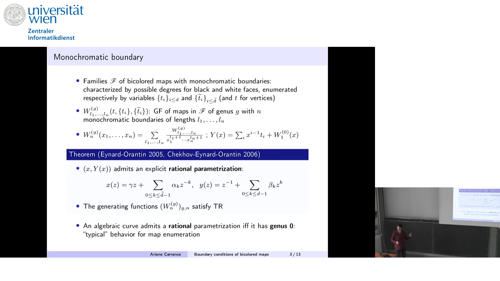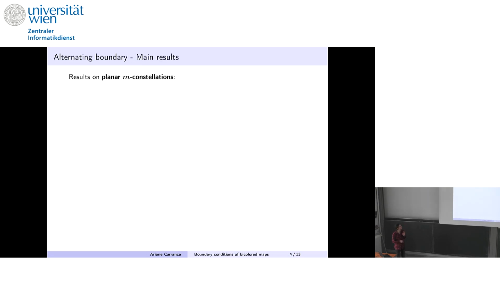So if there are no questions about these results, let me get on to the alternating condition. The nicest things that we've proven with Jérémie Bouttier are on M constellations. So you've seen that already in Valentin's talk.